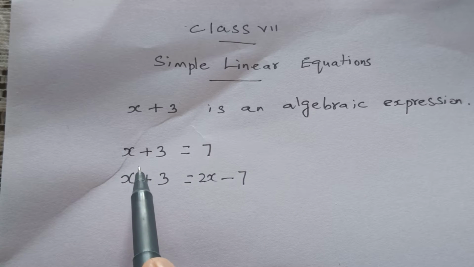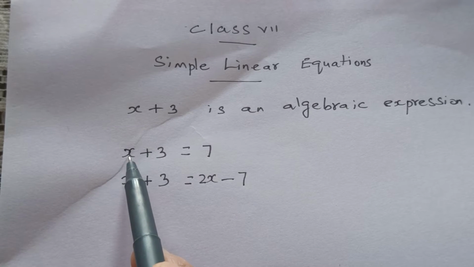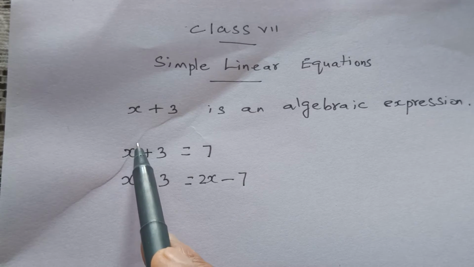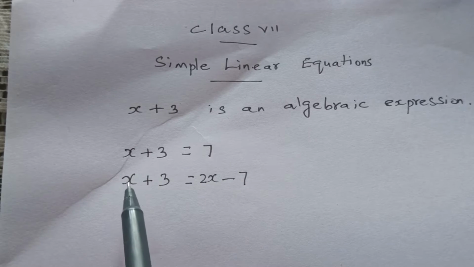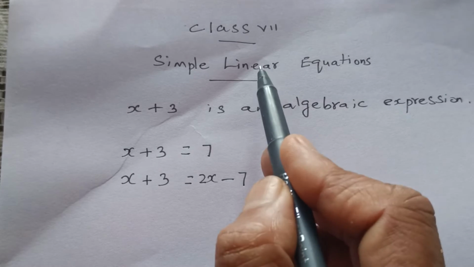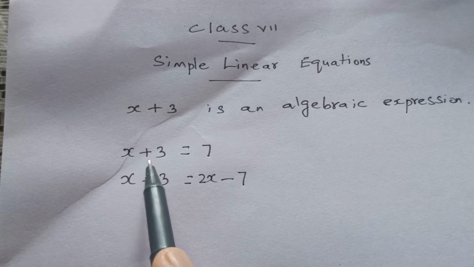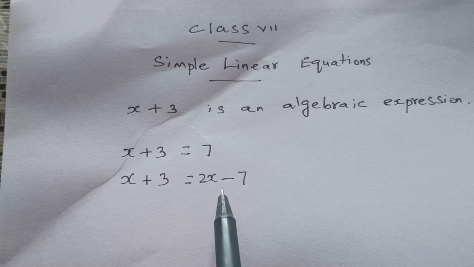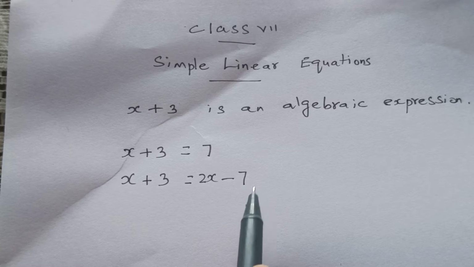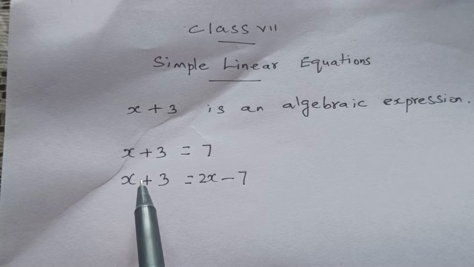Linear means the highest power of the variable should be 1. The variable is x. There is no power written, so it is 1. The power of x is 1. Here also the power of x is 1. Here also the power of x is 1. When the highest power of the variable is 1, then it is called a linear equation. So equation means an expression equated to a number or an expression equated to another expression, and linear equation means the highest power of the variable is 1.